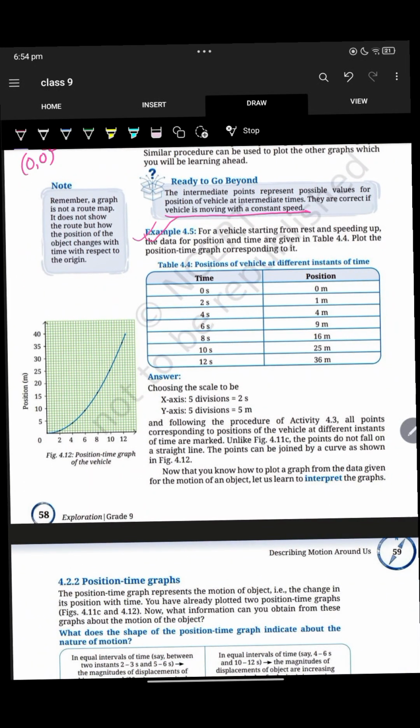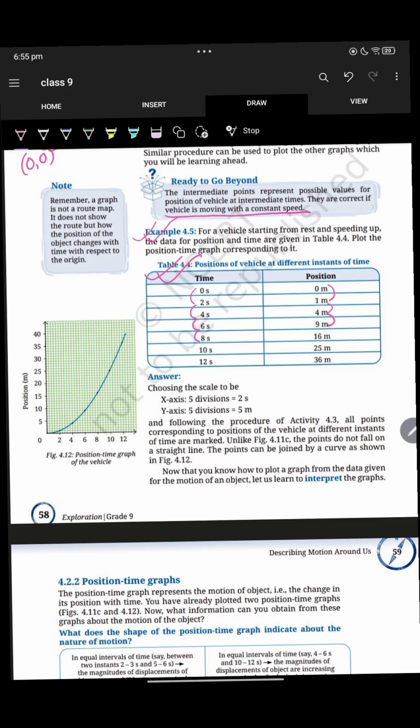This is the example and this is the table. We can see for time there is a 2 second gap. See, 0 to 2, 2 to 4, 4 to 6, 6 to 8. Everywhere there is a 2 second gap. And for position again, 0 to 1. Now we can see 1 to 4. Again 4 to 9. So here it is not a particular pattern. Okay. Now if I say 0 to 1, 1 meter. 1 to 4, 3 meter. 4 to 9, 5 meter. This is the gap.